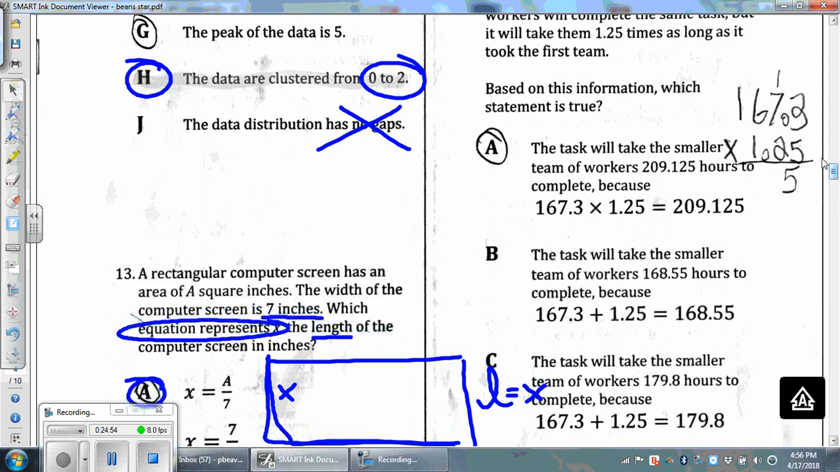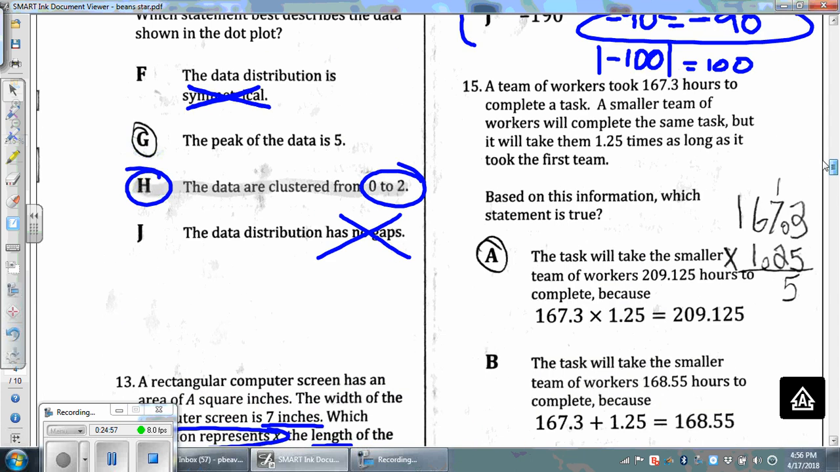So we have two teams working. The first team is taking this long. A smaller team of workers, so fewer people, will take longer. So it will take the same time plus a quarter of that time more. That's where that 0.25 is coming from. If we do a quick multiplication, we multiply 167.3 times 1.25.